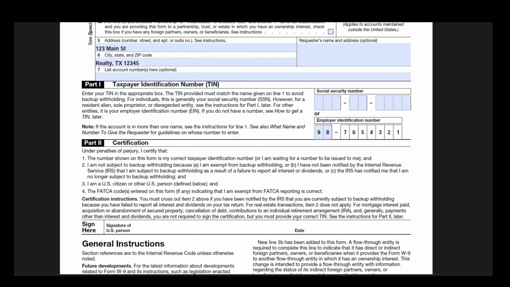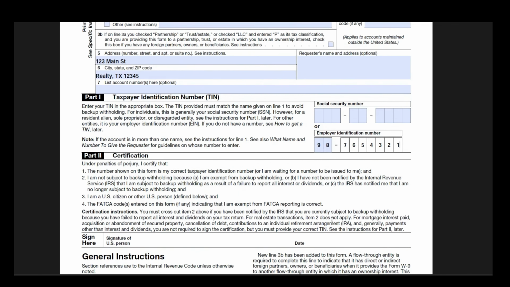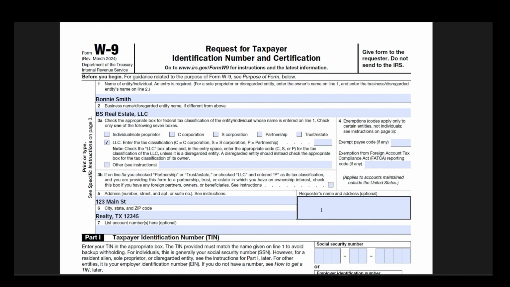So moving on to part 2, this is where you're going to certify the information that you have included on this W-9 form. And in order to certify it, you are going to sign and date it. Once you have completed it, signed and dated, you're going to provide it to the requester, who will, in turn, complete a 1099 form that will be filed with the IRS, and they're going to provide you with a copy as well so you can include it on your tax filing. So that is how you are going to complete your W-9 form to turn into your broker.